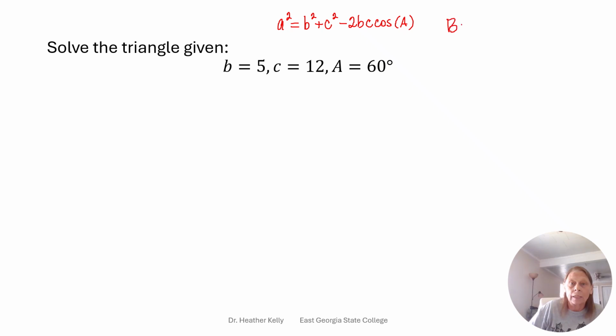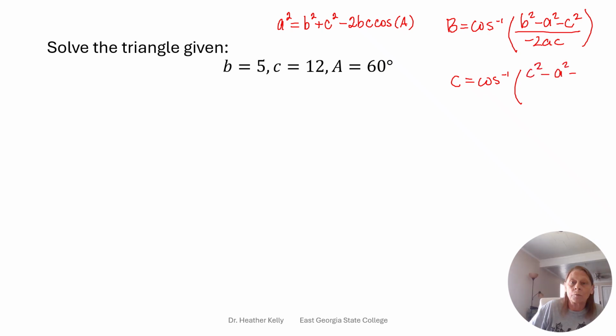That means that we're going to need to find angle B. So B is equal to the arc cosine of b squared minus a squared minus c squared over negative 2ac. And then we also need angle C. Our cosine of C is c squared minus a squared minus b squared, all over negative 2ab. Okay, let's knock it out here then. So I'm going to find our side a first.